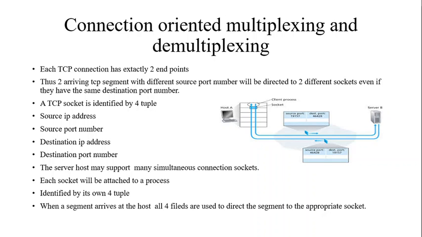The server host may support many simultaneous connection sockets. Each socket will be attached to a process. You can see here, this socket is attached to this process, identified by its own 4-tuple. When the segment arrives, it identifies all four tuples, then sends the segment to the appropriate socket, and it's delivered to the client. And this is how connection-oriented multiplexing and demultiplexing works.